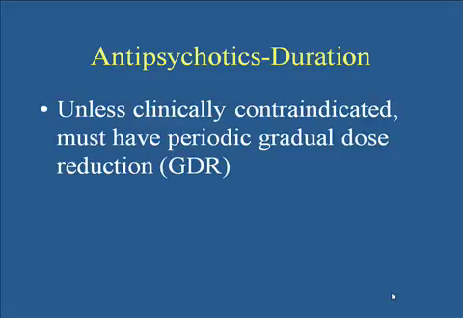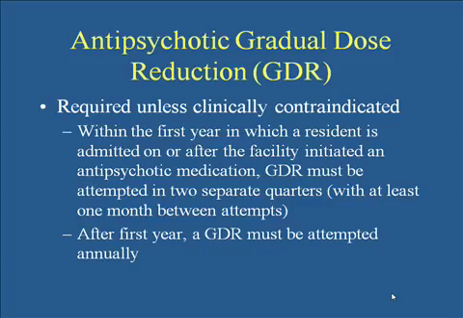So how long should we use antipsychotics in a given resident? That's the big question. Unless clinically contraindicated, we do have to try periodic, what we call gradual dose reductions, or GDR. So what does that mean, clinically contraindicated? Well, we'll talk about that in just a moment.